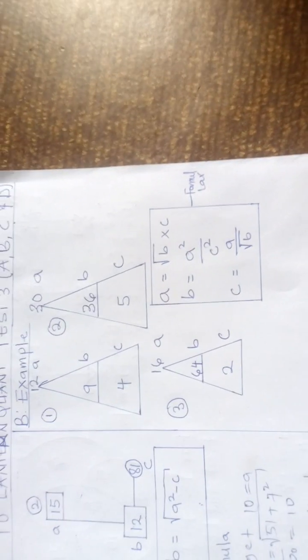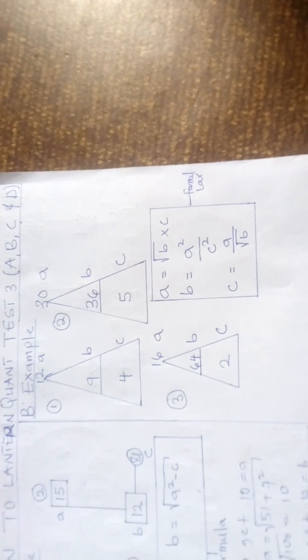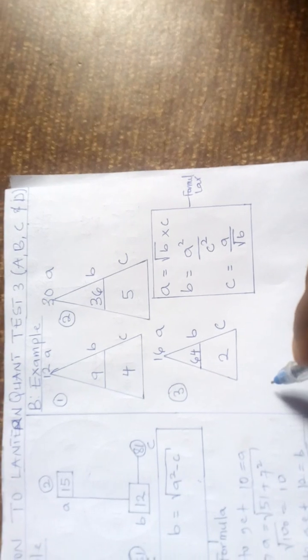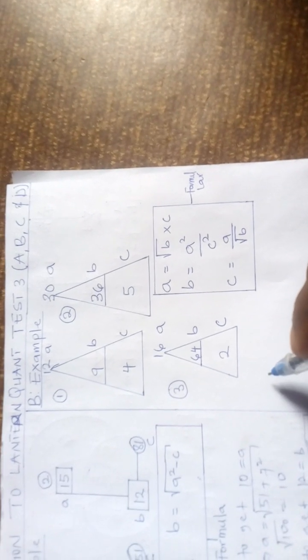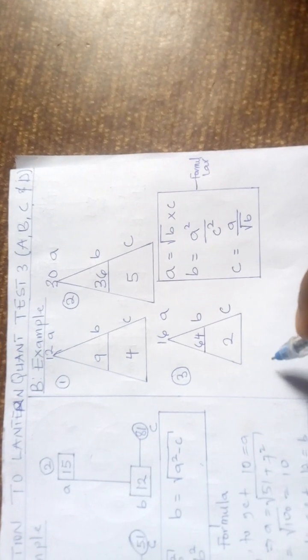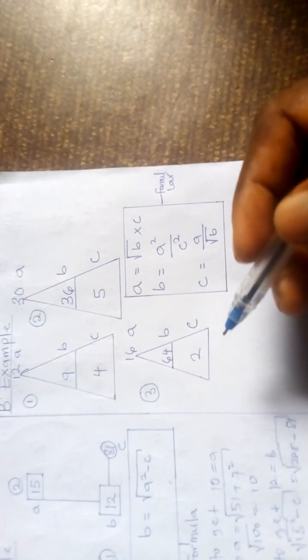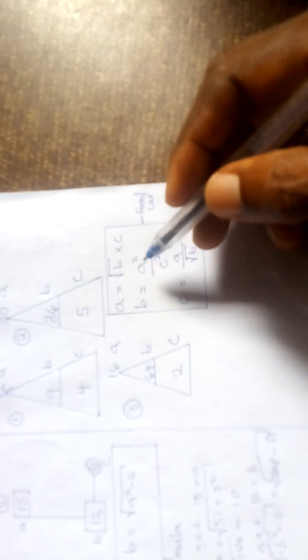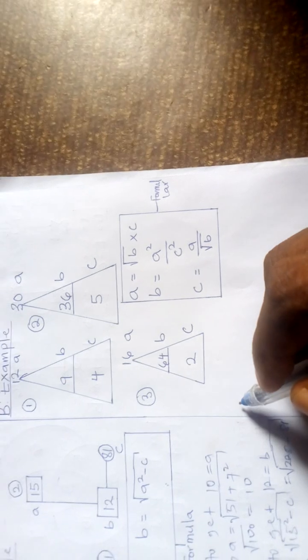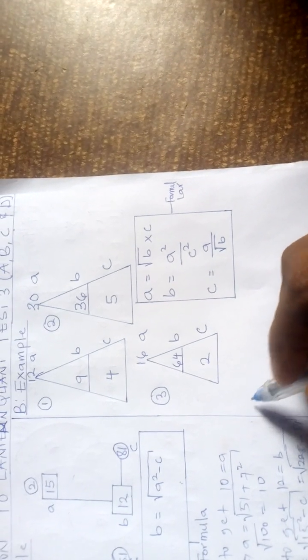Okay, we move on to the next one, which is sample 2. That means the test B, test 3, which is example 2. In this example, we have the formula. As you can see, A is given, B is also given, C is also given. So let's start with sample 1.